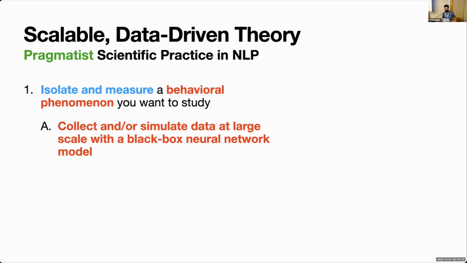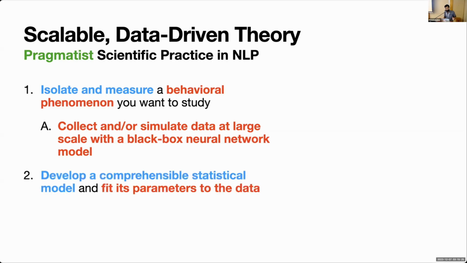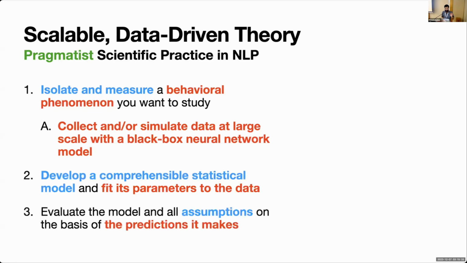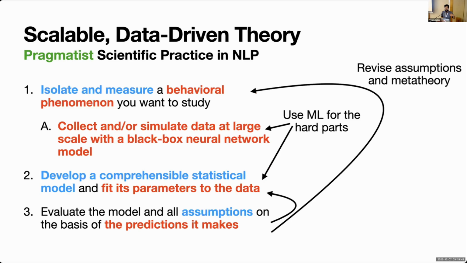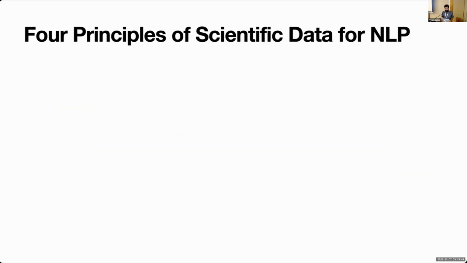Can I annotate that? And then once I have all of that data, I can develop a comprehensible statistical model and fit its parameters to that data. And it actually tells me something interesting about the data and about how language works. Then we can evaluate the model and all the assumptions that it makes based on its predictions. So we use ML for the hard parts here, which are handling large-scale linguistic phenomena, and we can revise and refine our theory on the basis of later evaluations. And in this way, we make scientific progress.